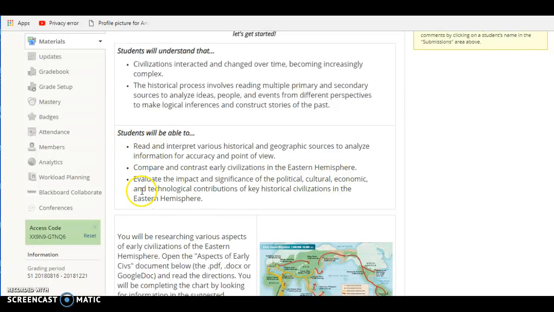And students will be able to evaluate the impact and significance of the political, cultural, economic, and technological contributions of key historical civilizations in the Eastern Hemisphere.